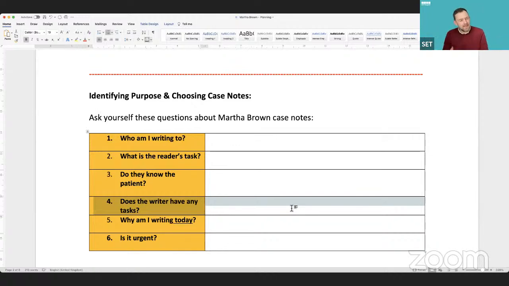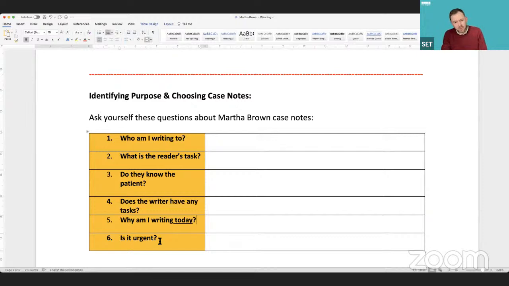Okay, so that's an interesting one. It's better when we look at this one in context. Why am I writing today? Again, it just gives you a sense, it just centers you in the position of where the writer is. If it's a discharge letter, I'm writing today because today they're well enough to go home. Yesterday they weren't. If it's a referral, the reason I'm writing today is because this has become such a big problem, I can't manage it anymore.